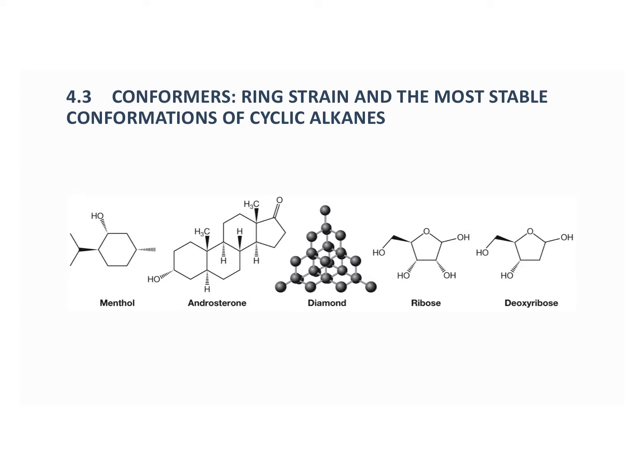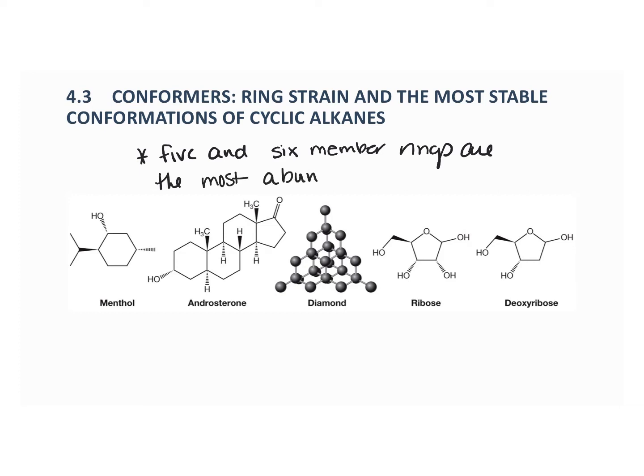So although compounds can exist in rings of any size, what we find is that five and six-membered rings are the most abundant in nature. And so, of course, the burning question that we have is why, right? Because these are most abundant in nature, that suggests to us that these sizes are particularly stable.